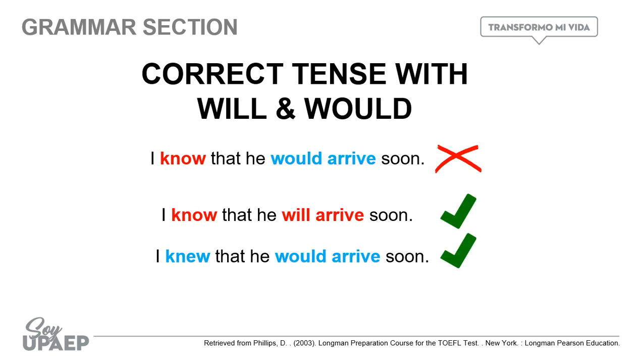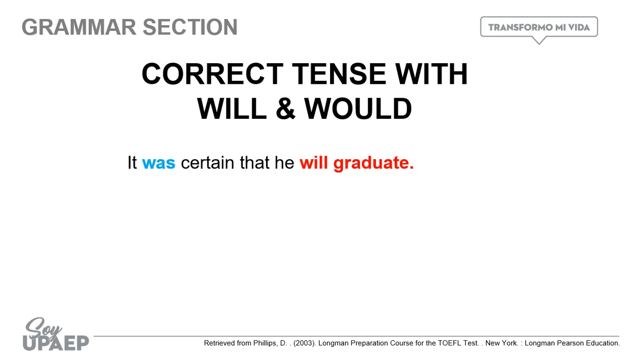Let's repeat the information. You cannot combine present simple with would or past simple with will. Okay, so the sentence is incorrect. You can combine present simple with will, as in the first case, I know that he will arrive soon, or you can combine past simple with would. I knew that he would arrive soon.